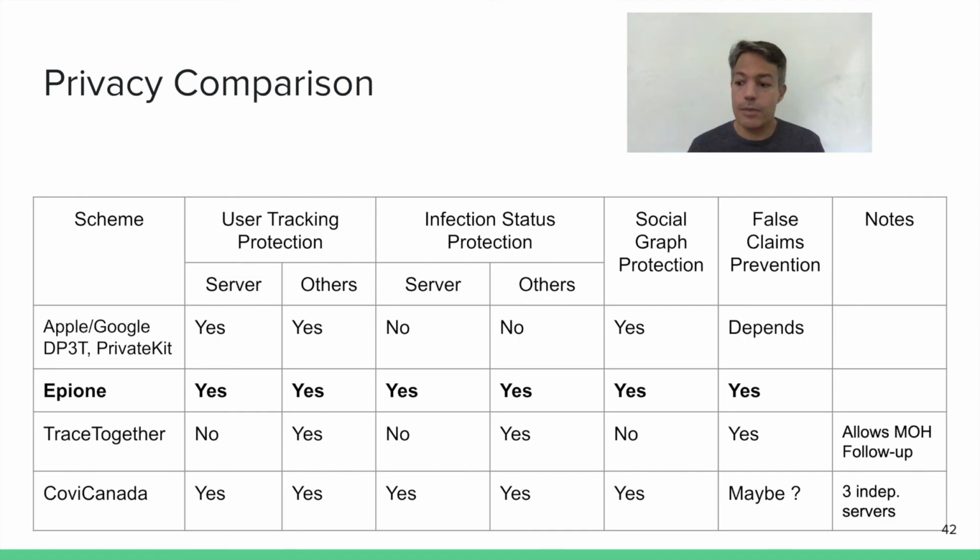And finally, just to mention that there is a setup by Covi Canada, which is a very cool setup, and provides some very extensive functionality, but requires a lot more infrastructure. It requires 3 independently operated server sets. So we don't require that. We require just 1 server, or 2 if the healthcare provider is providing a separate testing facility.